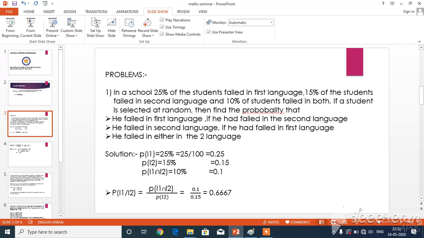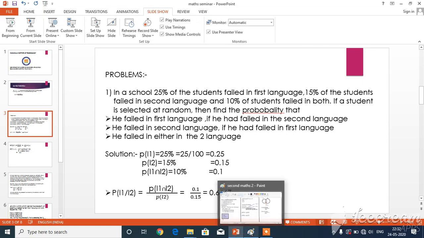First question: he failed in the first language if he had failed in the second language. We are finding the probability of L1 over L2. The normal probability step is done, and second is the conditional probability. So it's P of L1 intersection L2, since the sample space is L2. The intersection is 10%, which is 0.1, where they failed in both, divided by P of L2, the whole sample space, 0.15. The answer is 0.667.